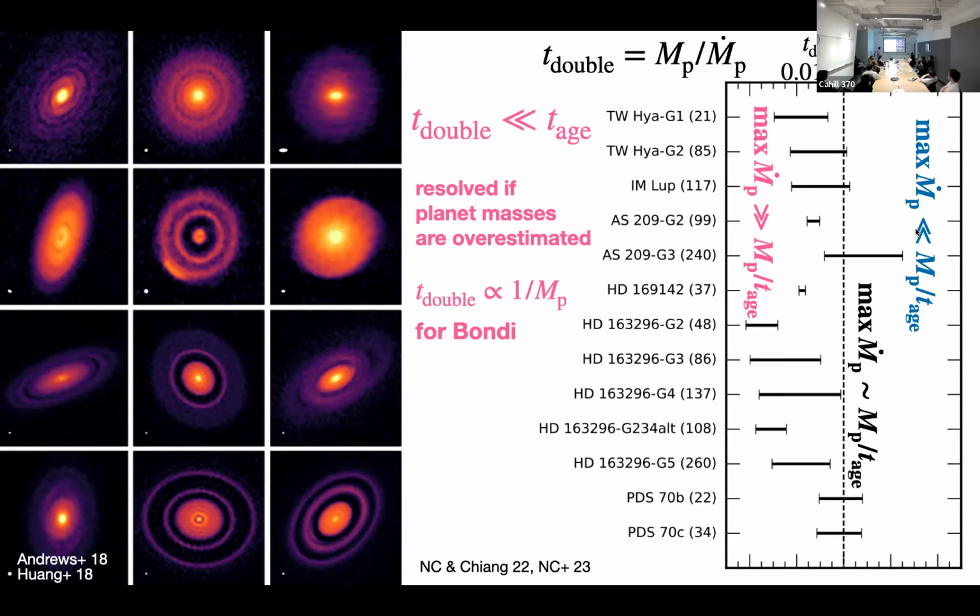Yeah, we sort of need the masses to be overestimated by factors of 10 to 30. So maybe they're all like Earths running around in these gaps. And CO is close to interstellar proportions. That's what that means.